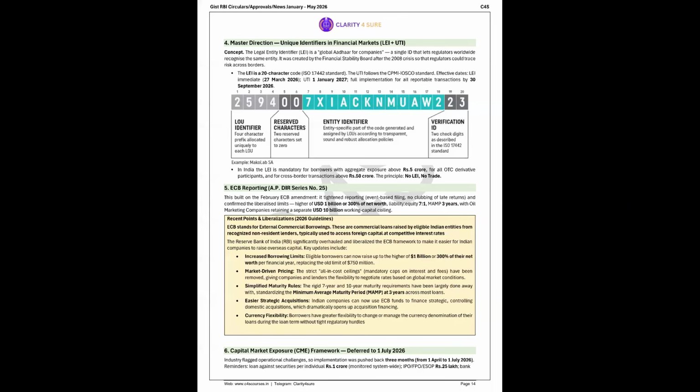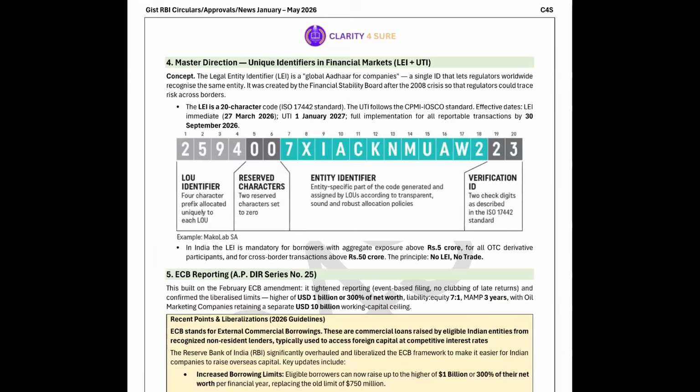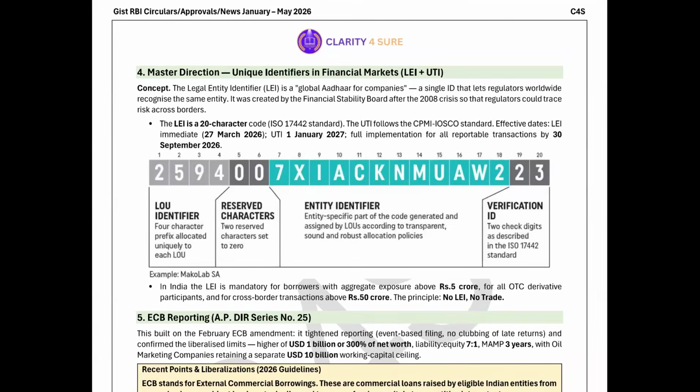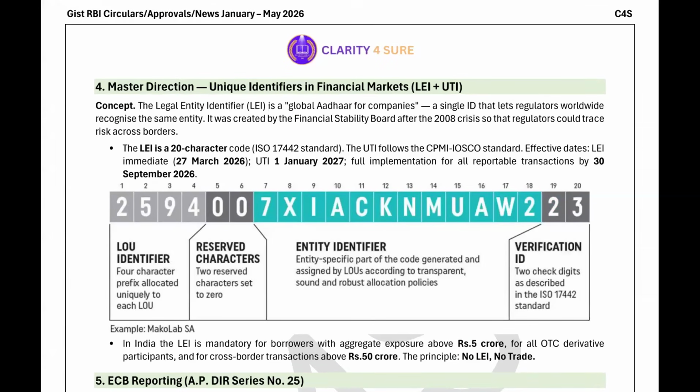So the fourth question, what it is telling. The master direction, that is the unique identifier in financial markets, that is LEI plus UTI. Just इसको रीड कर लो कि LEI क्या है and UTI क्या है.